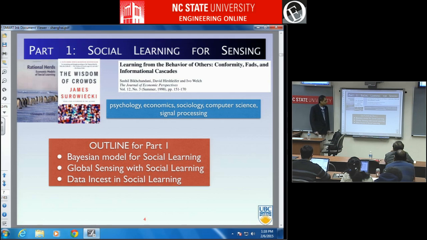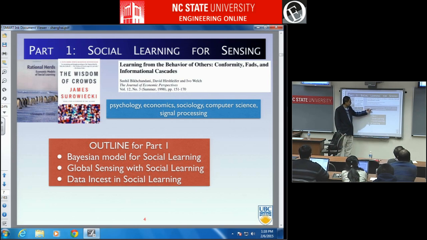Okay, so if you try to understand the area of social learning, you will see that it's a huge area. There's a lot of work been done in that. In fact, there are several communities who have contributed to the area of social learning in the last 20 years or so. Psychology, economics has done a lot, sociology, computer science, signal processing, and so on. Okay? All these communities work in this area. There are numerous famous papers in this. There are also several books.